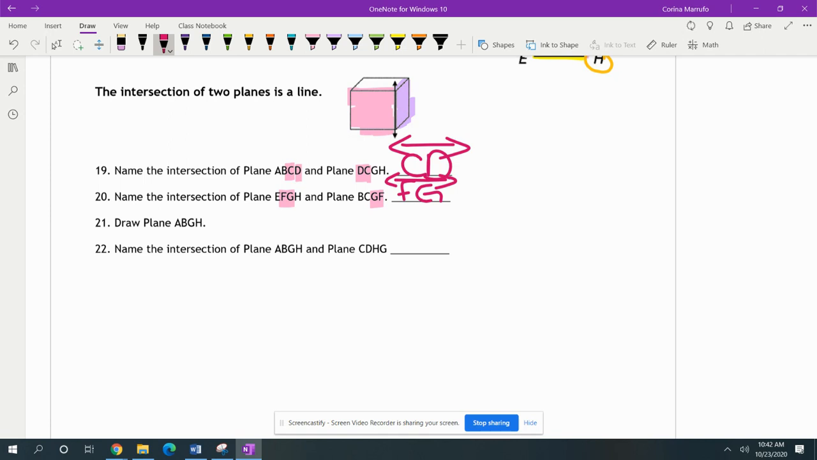Then it tells you to draw plane ABGH. So I'm going to draw plane A, B, G, and H. Name the intersection of plane ABGH and plane CDHG. They both have a G and an H in common. So that means that is their intersection. That's it.